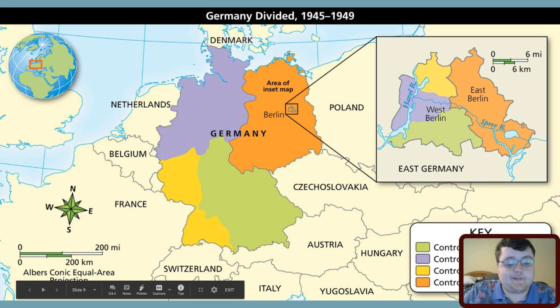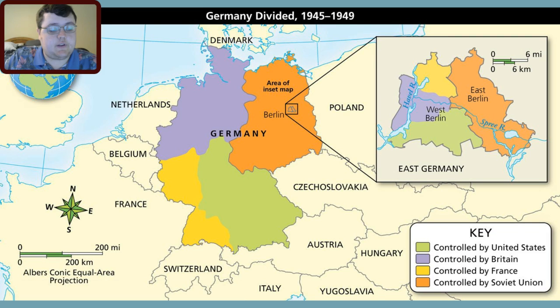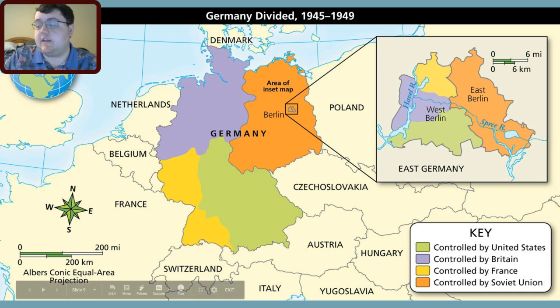I'm going to move myself over here real quick so you can see this key down in the bottom right.